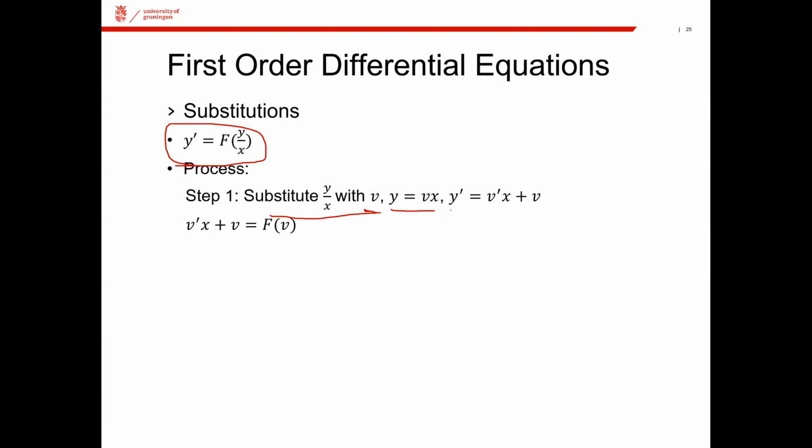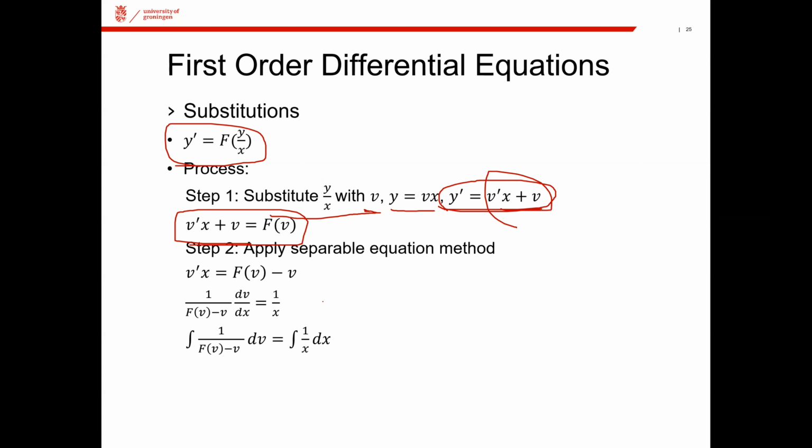And then we will have this equation. And then we just substitute y prime with the right side, and we have the new function here, where y divided by x is substituted with v.